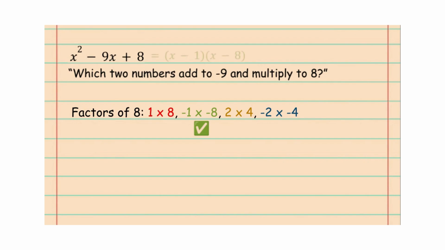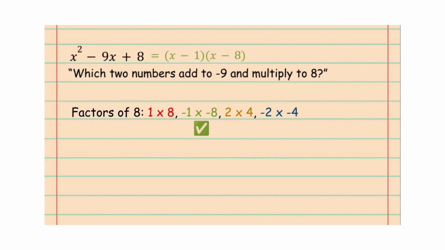So now I can factor. That trinomial factors to x minus 1, that's where the negative 1 comes into play, times x minus 8, and there's our negative 8. Cool, right? If you want to check your answer, you can FOIL x minus 1 times x minus 8, and lo and behold, you will get our original trinomial.